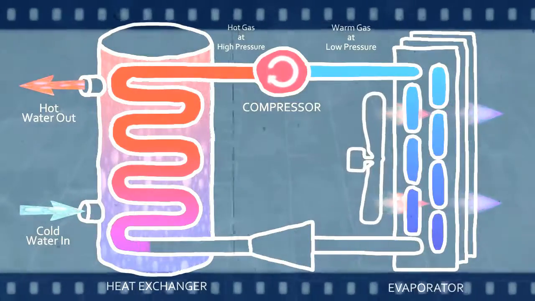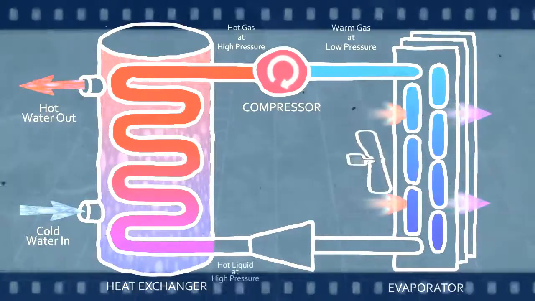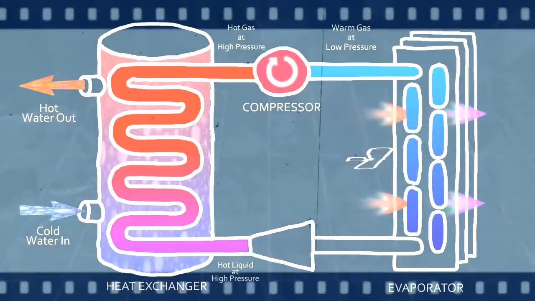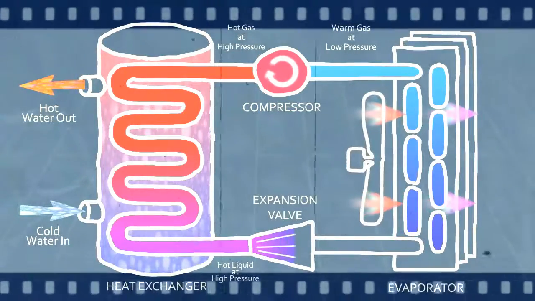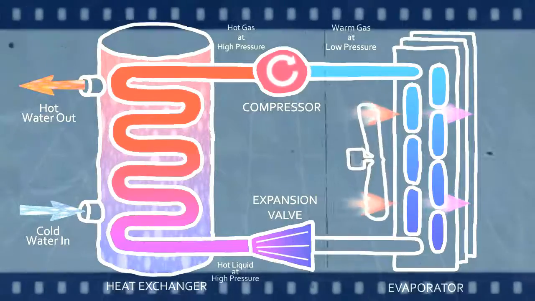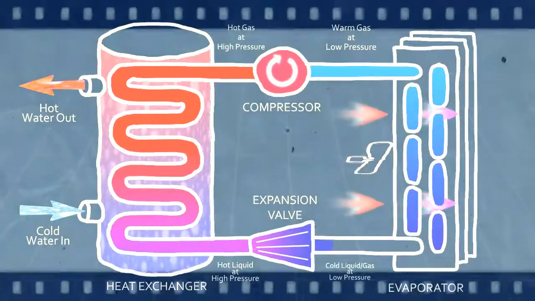Finally, the now cooler high pressure liquid refrigerant passes through an expansion valve. As the refrigerant passes through the valve, its pressure and temperature are greatly reduced. Now cold and in a vaporous state, the refrigerant is once again ready to absorb heat from the room air and repeat the cycle.